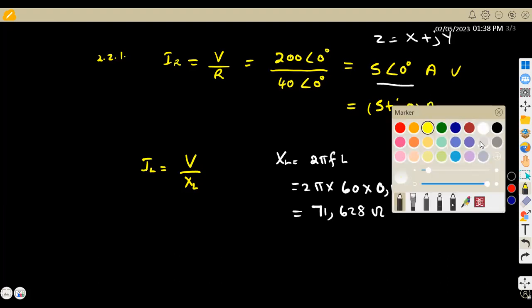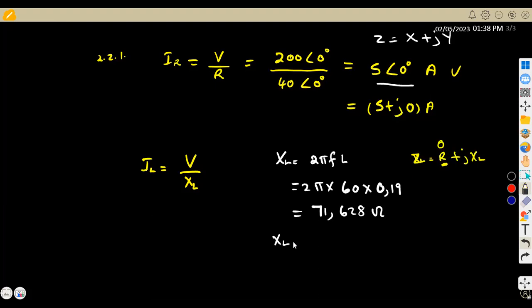So our XL can be written as 0 plus jXL, which is the one that we got here of 71.628. We know that it's an inductor, guys, and it leads by 90 degrees. So it can be written in polar form as 71.628, and you indicate it with an angle of 90 degrees.